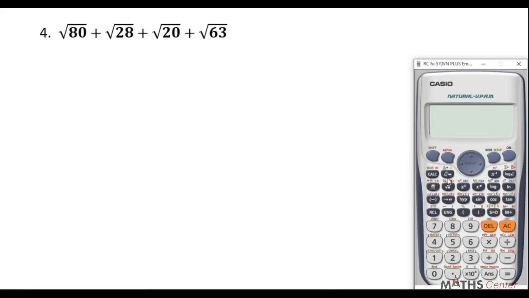Then square root of 28 will give us 2 root 7. So the perfect square we are looking for is 2 squared, which is 4. The other number is 7. So we have 4 times 7 to replace 28.